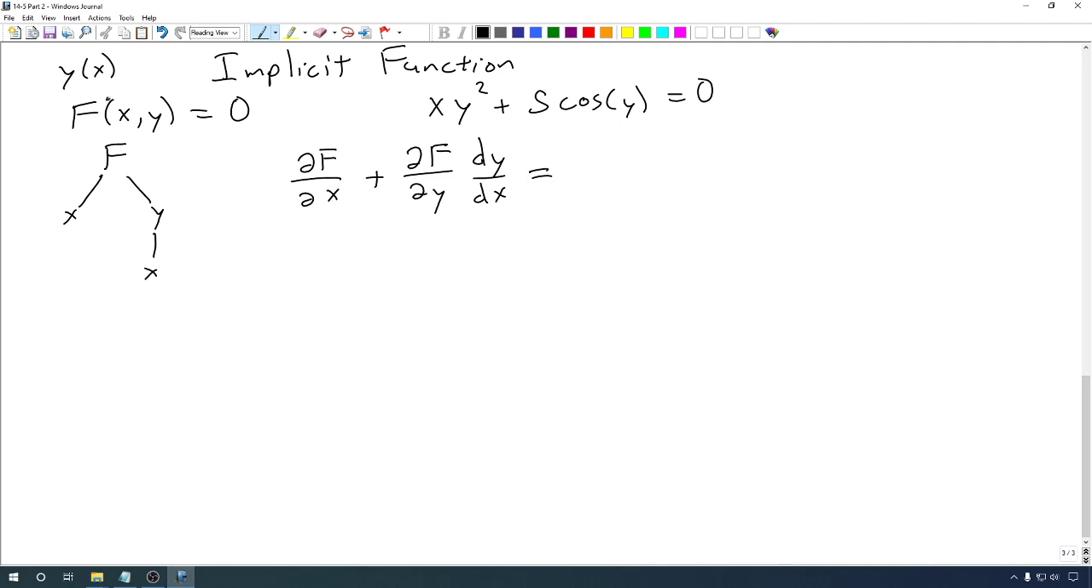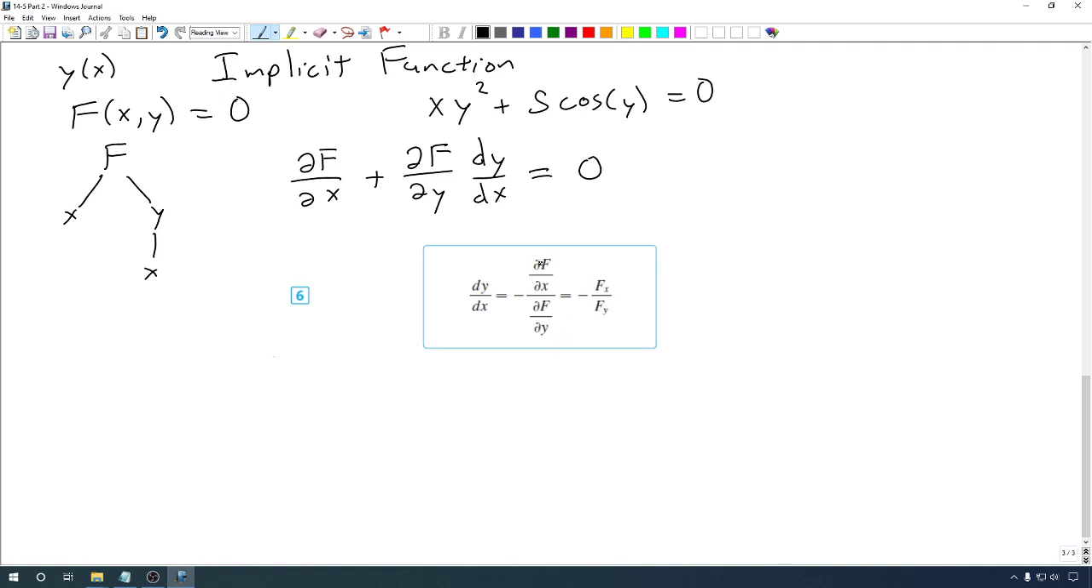Of course, if the function equals 0, that means its derivative equals 0 as well. And so this is a formula now for the derivative of y with respect to x, because that's usually what we're trying to find. We're trying to find the derivative of this function here. So we'll go ahead and solve this for dy dx, and we get this formula. So all we really had to do was move the df dx to the other side. That means we get a negative df dx, and then we divide by the df dy. And so that's exactly what we have here.